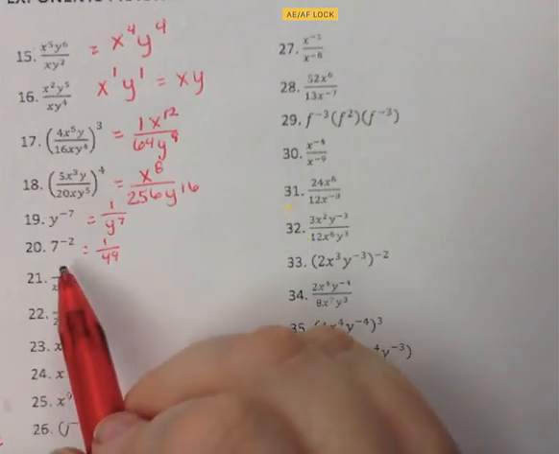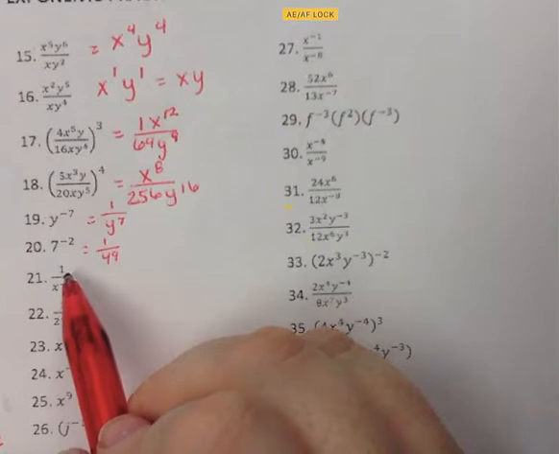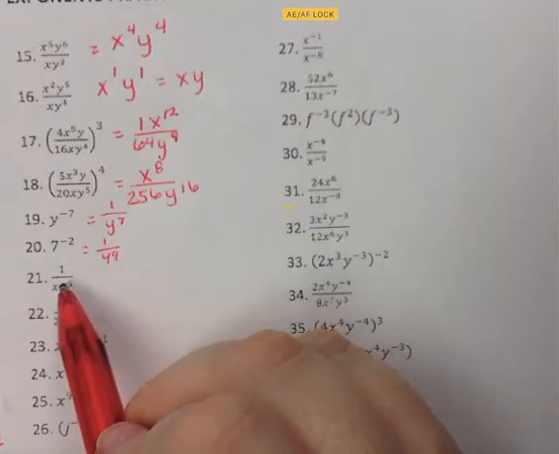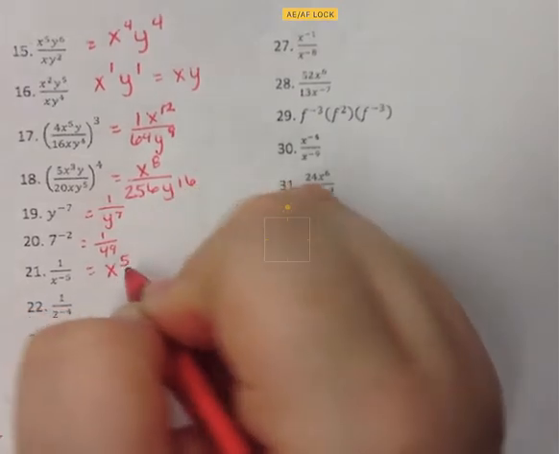On 21, we have 1 over x to the negative 5. That x is attached to that negative 5. That needs to move. Since it's on the bottom, it needs to move to the top. So that becomes a 1 times x to the positive 5, which you can just put as x to the positive 5.